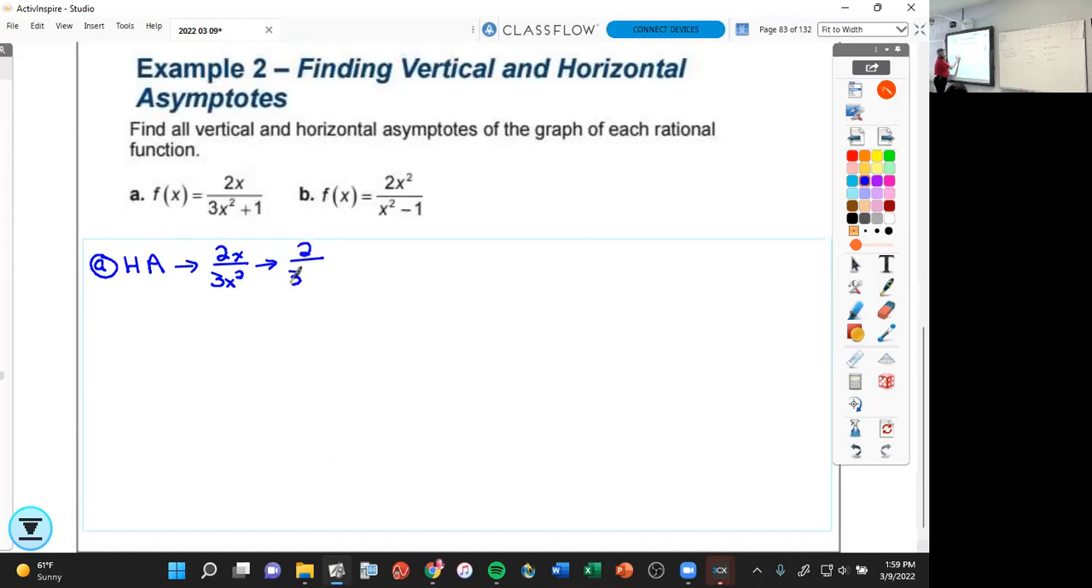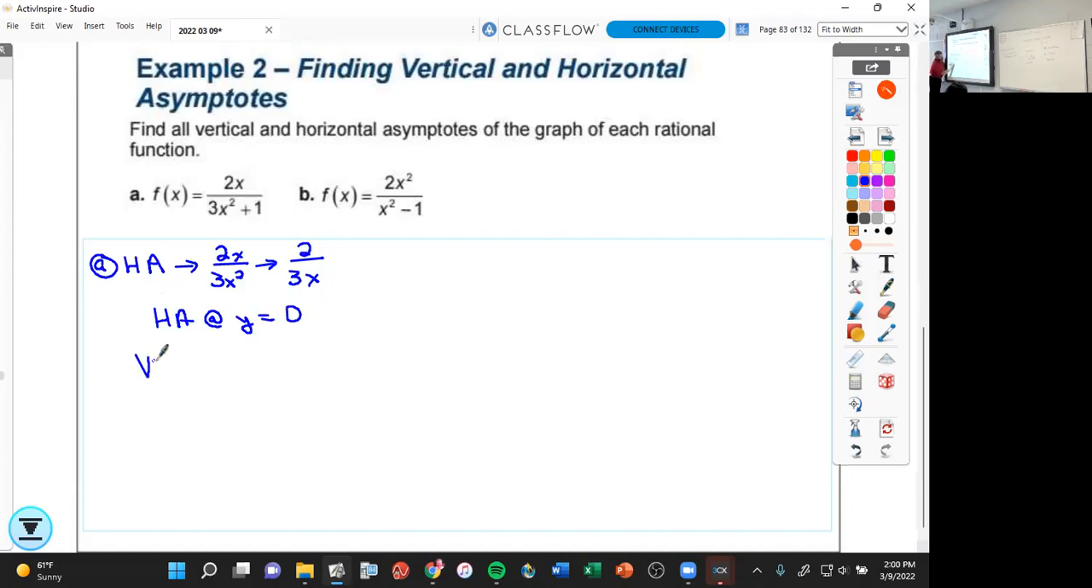2 over 3x. So what's happening? It's getting closer to 0 because the bottom's getting big, right? So does this have a horizontal asymptote? Yes. Where's it at? 0, because this number is approaching 0.